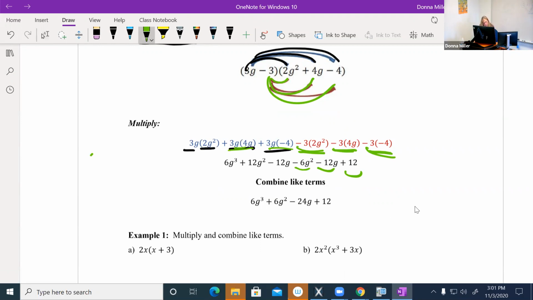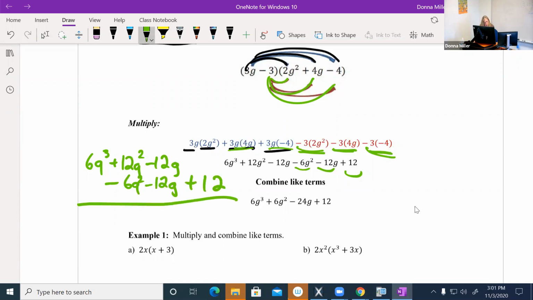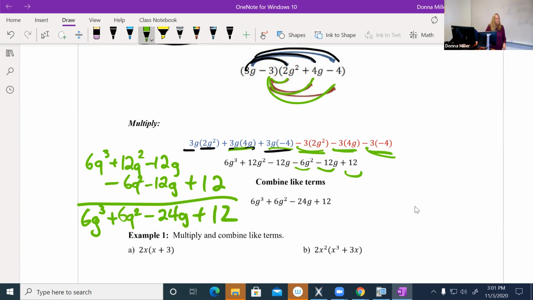I'm personally a fan of lining these things up. Minus. All right, so we add up terms that have the same base and exponent. So I've got a 6g cubed. 12 minus 6 gives us 6g squared. Negative 12 and negative 12 is negative 24g, and then plus 12, right? And that would be my final answer, okay? So that's how I multiply.